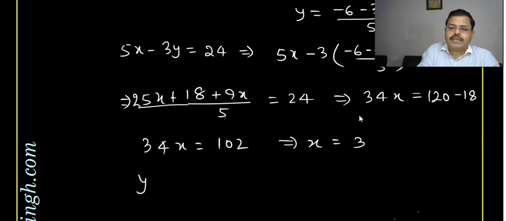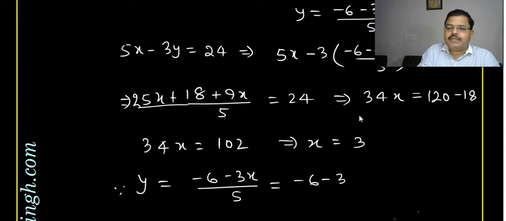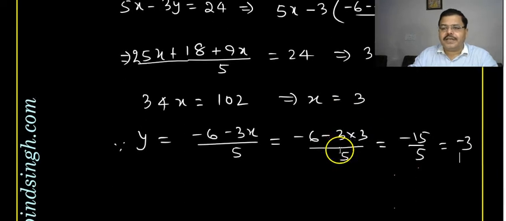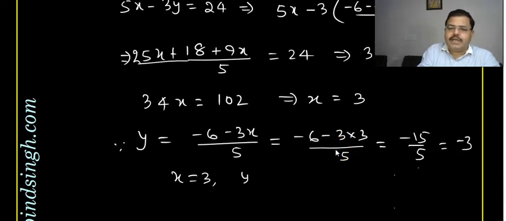Now, since y is equal to (minus 6 minus 3x) by 5, we will write (minus 6 minus 3 into 3) upon 5, and that is minus 6 and minus 9, minus 15 by 5, that is minus 3. So, x is 3 and y is minus 3. These are the two real numbers that will satisfy the equations.